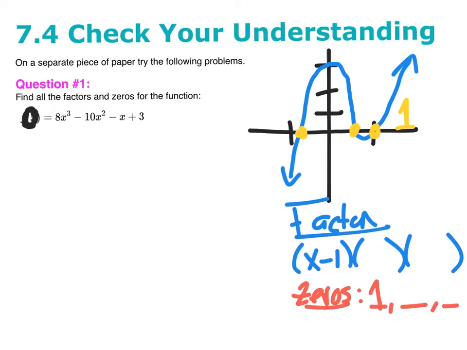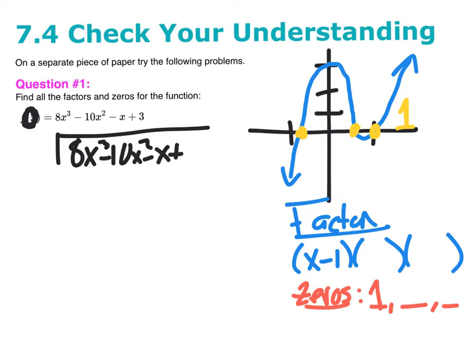To do that, since it's not factorable, I can long divide that factor out. So I'm going to set this up and do some long division. We'll do the 8x cubed minus 10x squared minus x plus 3, and long divide out x minus 1. Remember, we want to think about what we have to do to x to make 8x cubed. I need an 8x squared, so it's going to be an 8x squared.